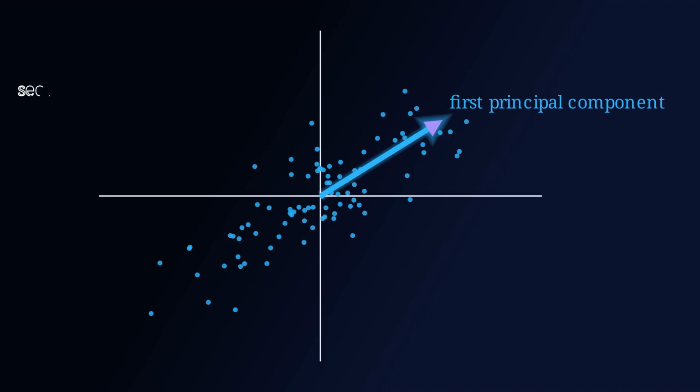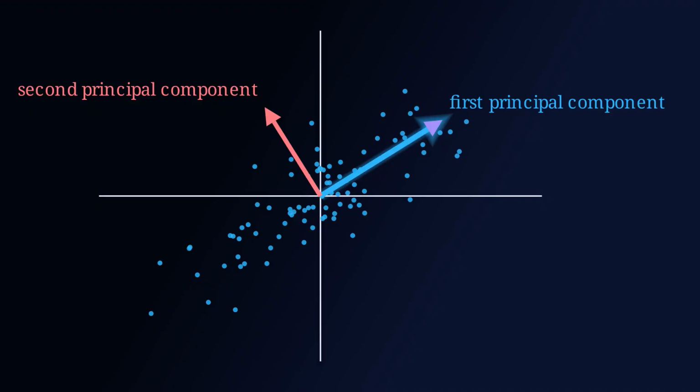Now, what about the direction of least spread? In 2 dimensions there's a natural candidate, the direction perpendicular to the first one. It turns out this perpendicular direction is the second principal component, and it captures whatever variance is left over after the first one has taken its share.